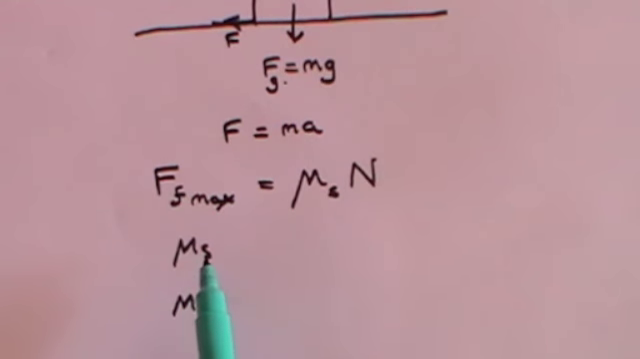Mu static is the coefficient of friction which applies when you try to get something moving in the first place. In other words, going from stationary to moving. Mu kinetic is the coefficient of friction which applies once you've got something moving and you want to keep it moving. And mu s is always greater than mu k.